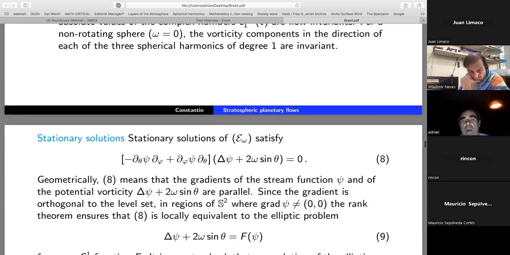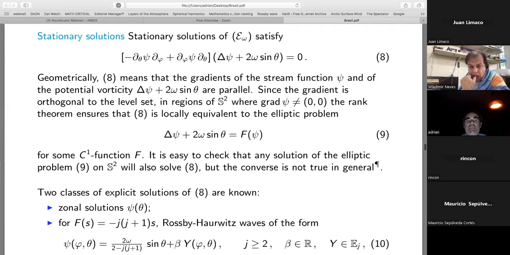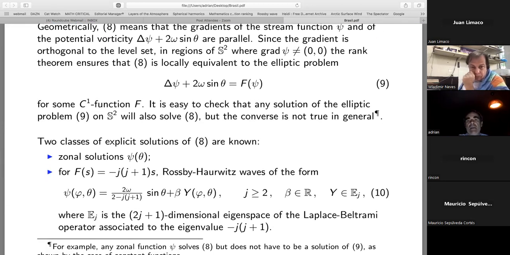Okay, so now I look for stationary solutions, and basically all this discussion is to say, I want to solve this elliptic equation on a sphere. Omega is a positive number that corresponds to the rotation of the sphere. Laplace is Laplace-Beltrami, and f is any function that I want. So any solution of this corresponds to a solution on a rotating sphere. Okay, so how many solutions are there?